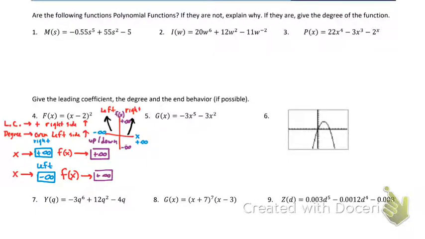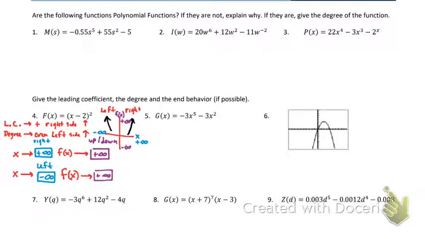And that is how we write end behavior. It's two statements. First, we have to let everybody know, are we talking about the right side or the left side? And then we have to let everybody know on the right side, is it going up to positive infinity or going down to negative infinity? And we do the same for the left side.